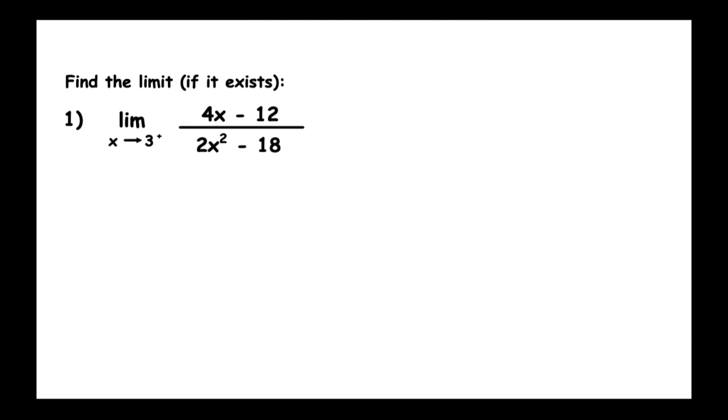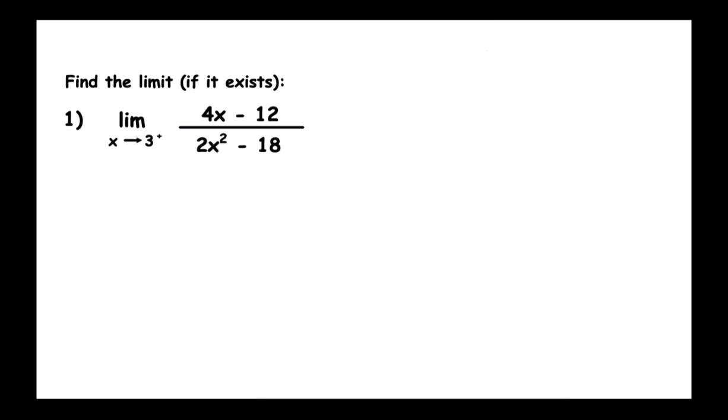Now what you want to do with a one-sided limit is you want to treat it like a normal limit first. If you can plug the 3 in directly and it works, you don't have to worry about the little plus. You just have an answer. Unfortunately, I think it's easy to see if you plug the 3 in, you're going to have a disaster. You're going to have 12 minus 12 over 18 minus 18. That's 0 over 0, which is indeterminate.